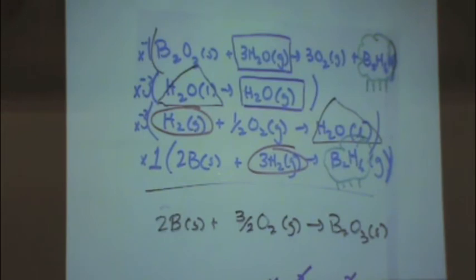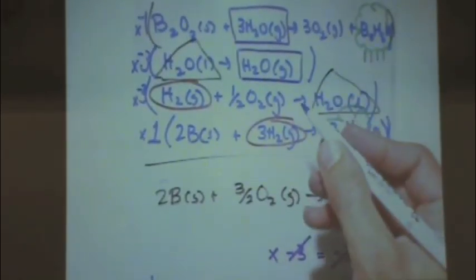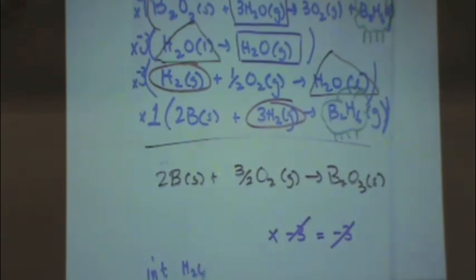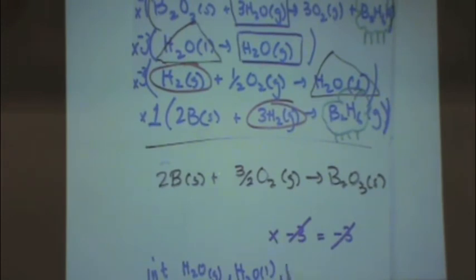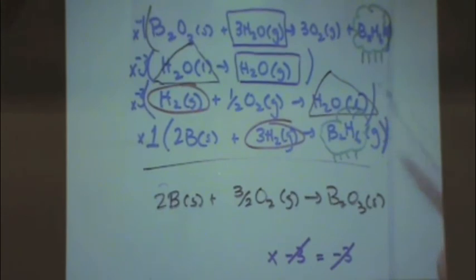The answer is these multipliers: minus 1, minus 3, minus 3, plus 1. That was one question. And for intermediates, I would just list everything that has a shape around it: H2O gas, H2O liquid, H2 gas, B2H6 gas. I think that's everything. Is that okay? Good question.